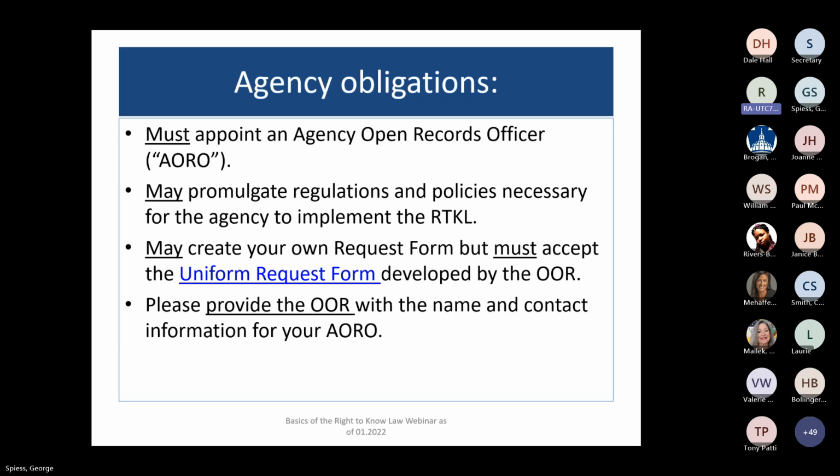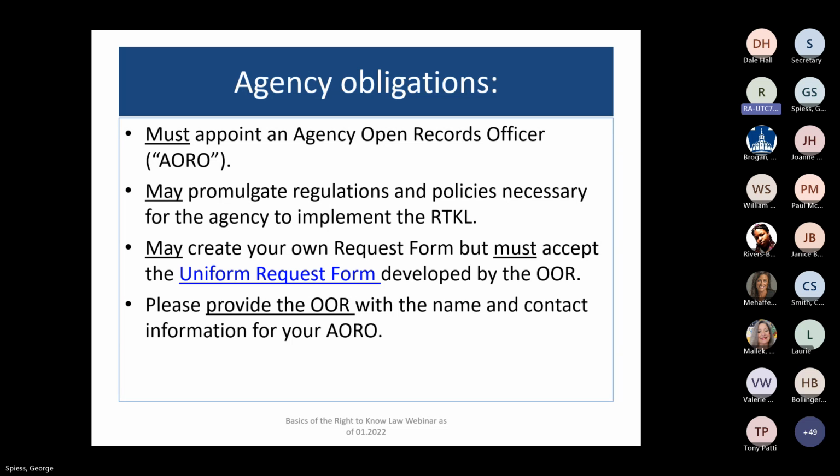There's nothing in the law that says they have to be at a certain level within the agency. It can be a clerk sitting at the front desk. It could be the mayor. It could be the board chairperson. It could be the school district superintendent. Also, you can have more than one AORO. You just have to make sure that the requester knows who to give this right to know request to. Because like I alluded to earlier, there are hard deadlines built into this law, so you don't want any unnecessary delays.